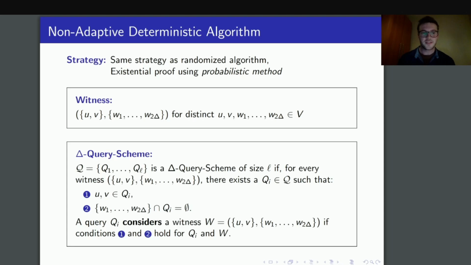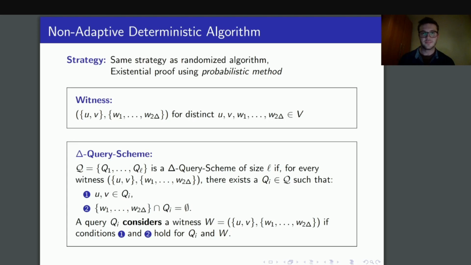We further define a delta query scheme. Given a set of queries, Q, we say that Q is a delta query scheme of size L if for every witness, as we have previously defined, there exists a query in that set such that U and V are contained in that query, and W1 up to W2 delta, none of these are contained in the query.